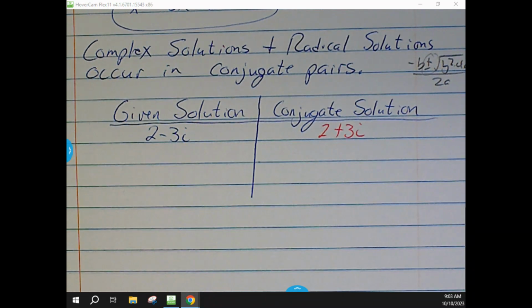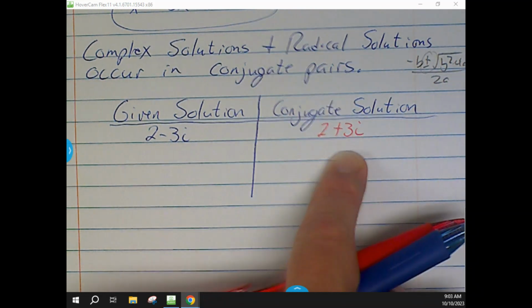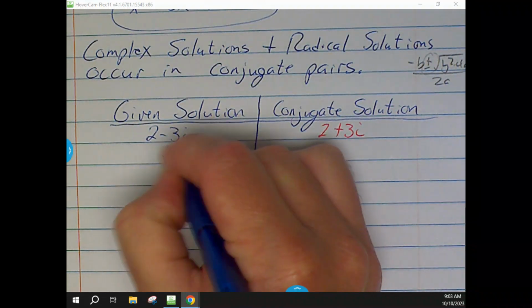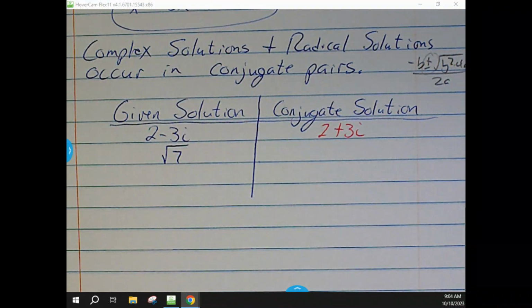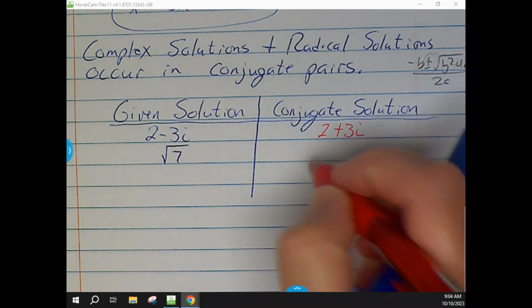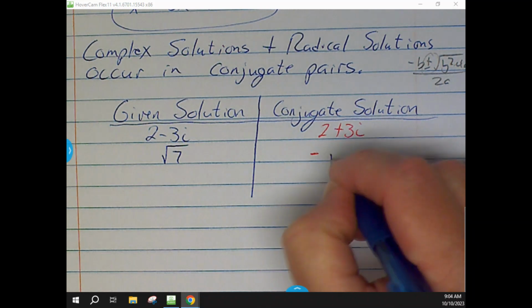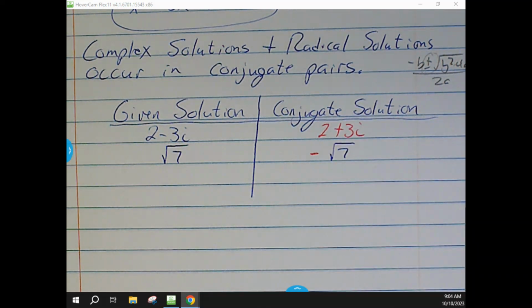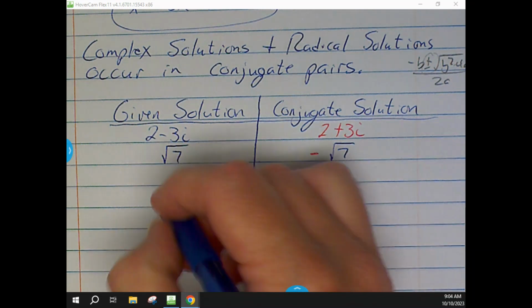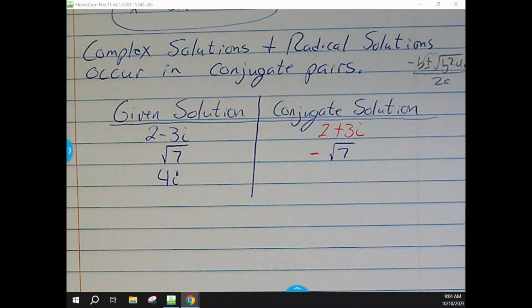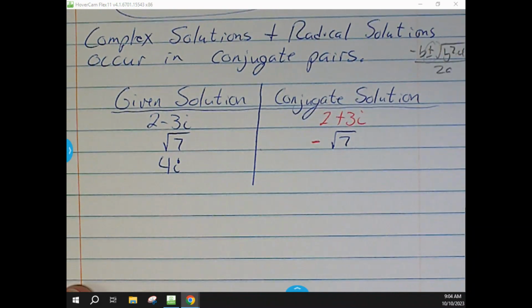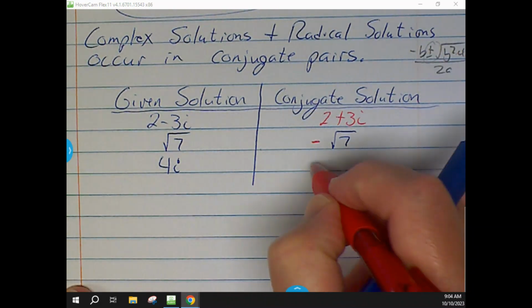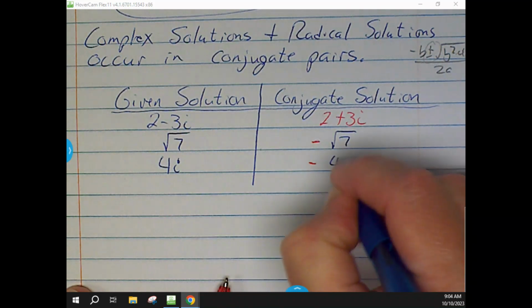They're going to say name another solution based on the given information. So if they give you this answer, you've got to know that this answer is also going to be there. It could be that your answer is the square root of 7. If they tell you square root of 7 is a solution, you've got to know that negative square root of 7 is another solution. And if 4i is a solution, then negative 4i is a solution.